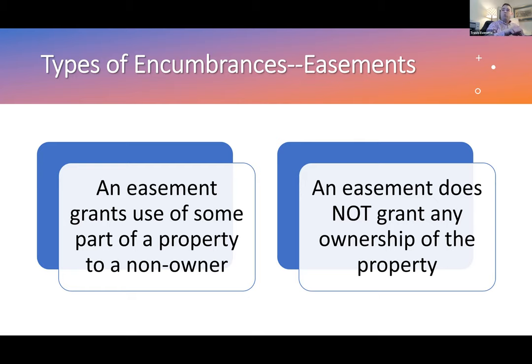120 days. That doesn't mean they're not owed the money. If they wait 2 years, they're still owed the money, but they lose the right to file a lien against the property after 120 days, which is basically 4 months. So 4 months after they've stopped working on the property, they lose the right to file a lien. Is everybody okay with that?